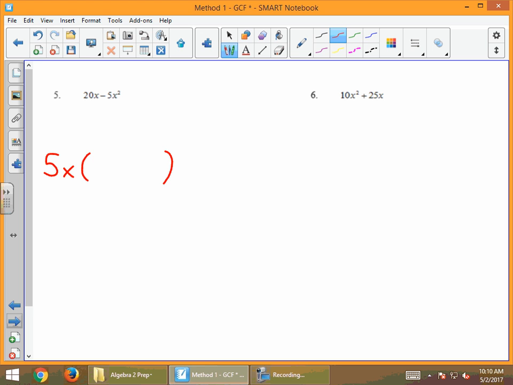We know the leftover is going to fall down, so I'm going to divide each term by 5x. 20 divided by 5 is 4. X over x. What happens when you have x over x like this? Cancel out. If they subtract, that's really what's happening. That's why we cancel things out. 5 divided by 5 is 1. X squared over x. I had 2 x's up top, 1 down low, so you're just left with 1 x.